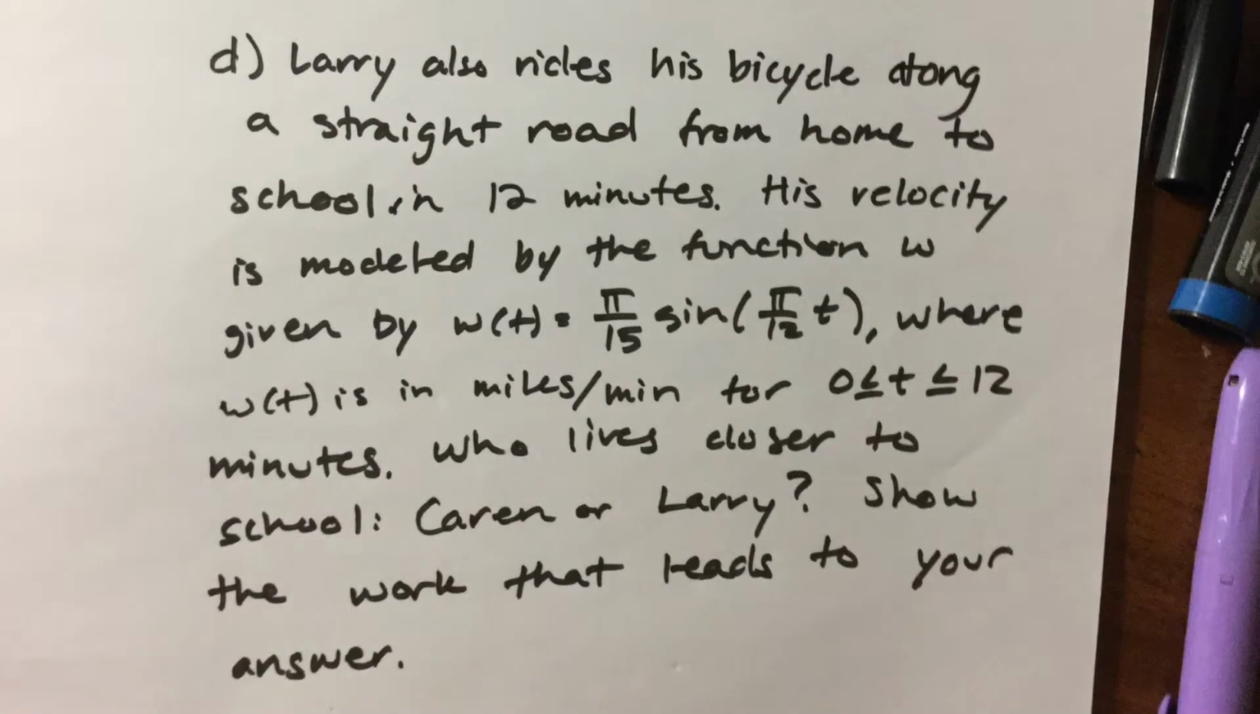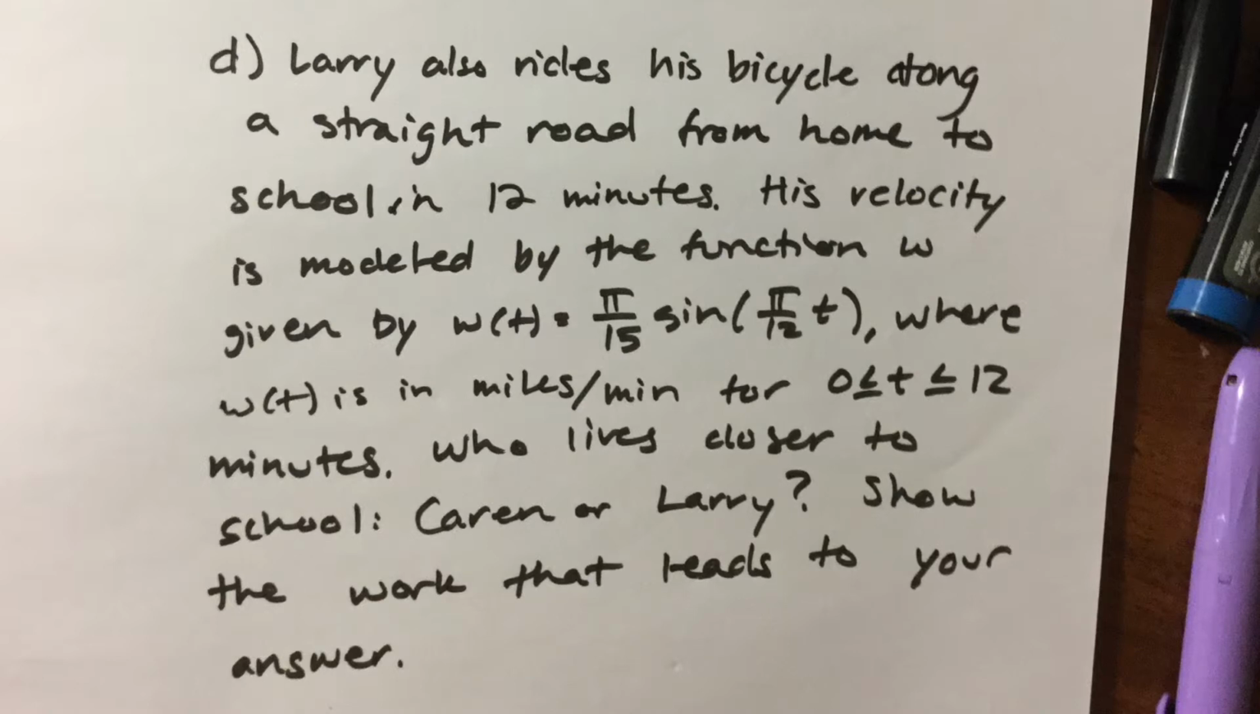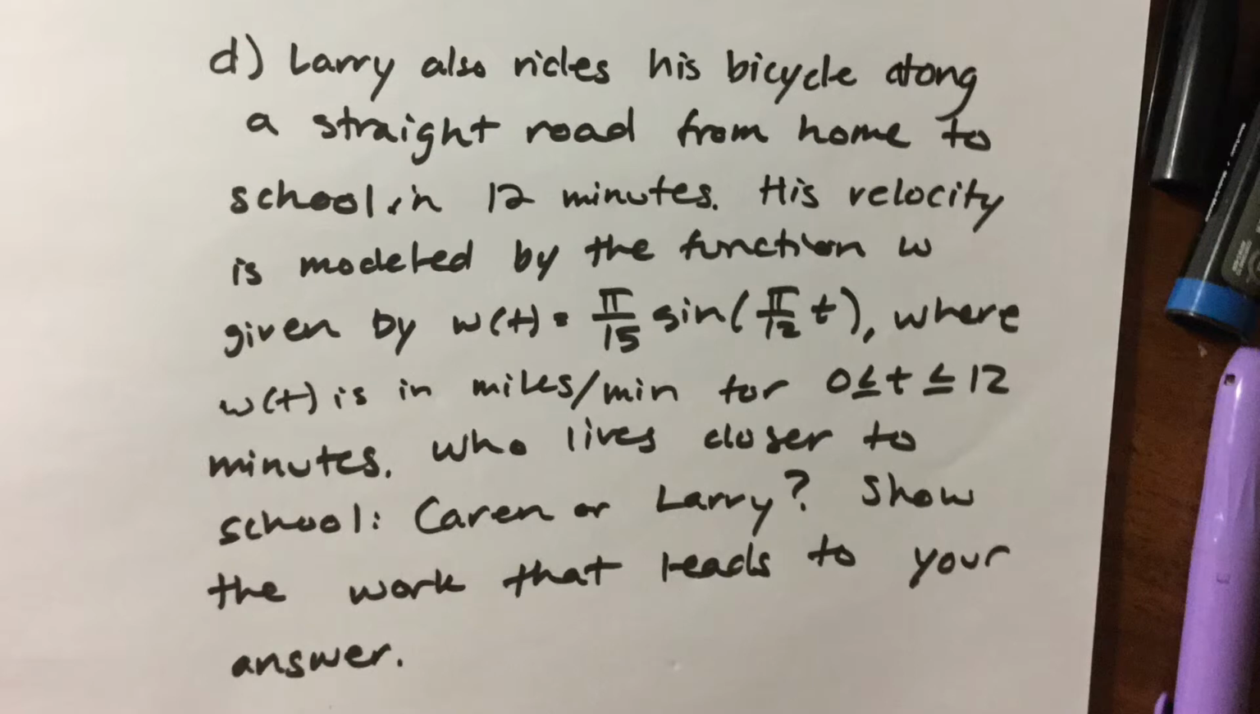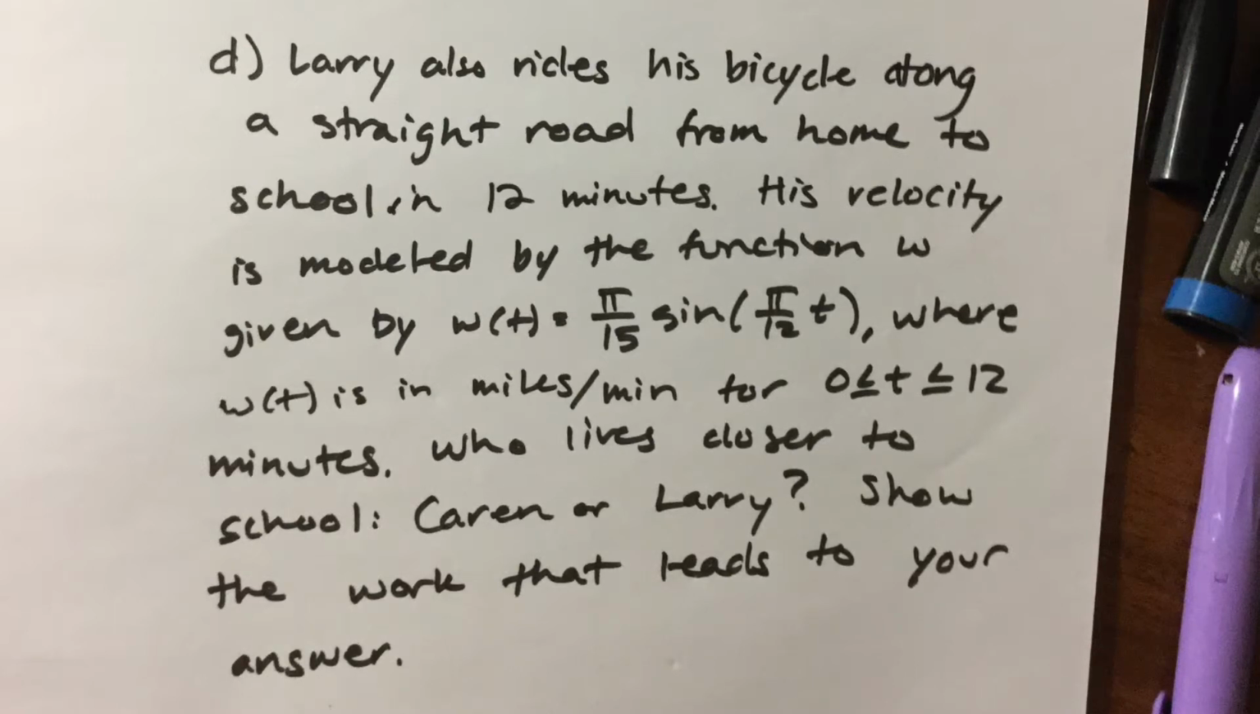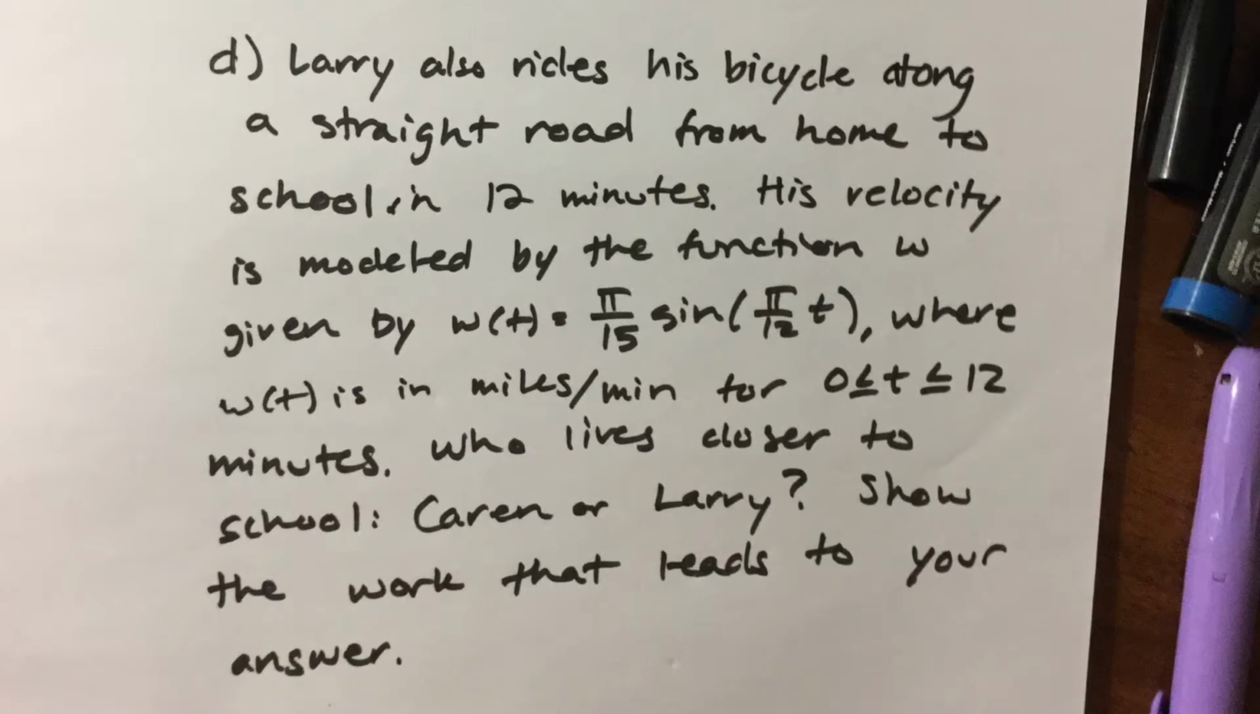Larry also rides his bicycle along a straight road from home to school in 12 minutes. His velocity is modeled by the function w given by w of t equals pi over 15 times sine of pi over 12 t, where w of t is in miles per minute for 0 less than t less than 12 minutes. Who lives closer to school, Karen or Larry? Show the work that leads to your answer.